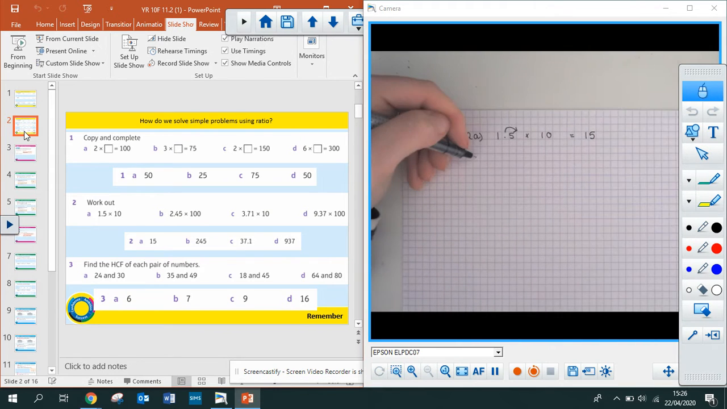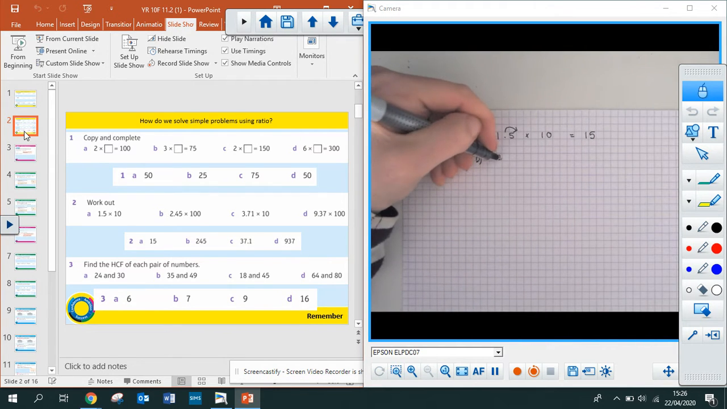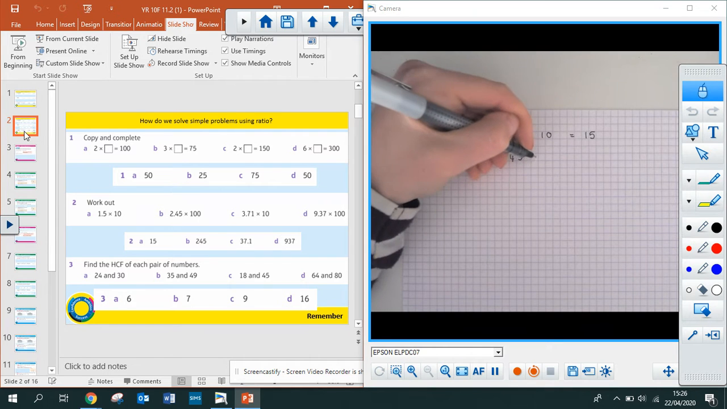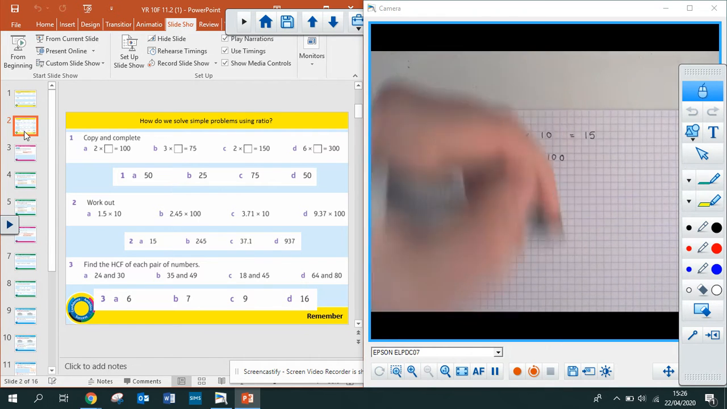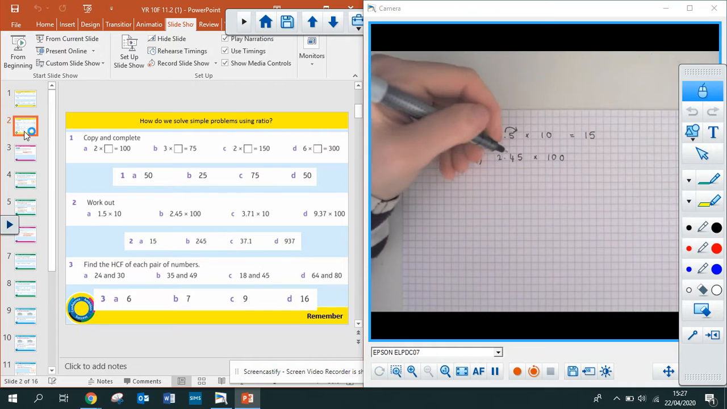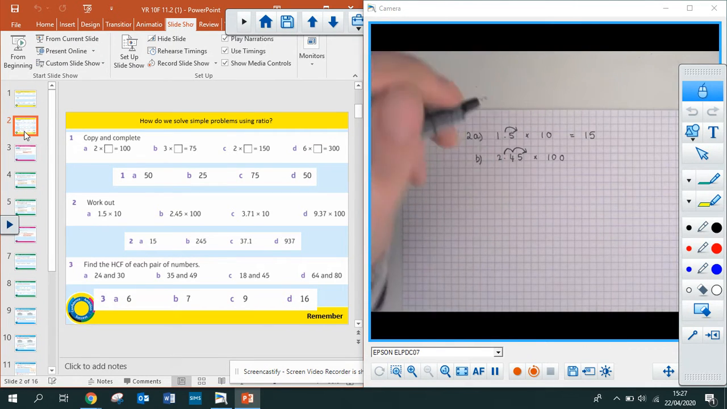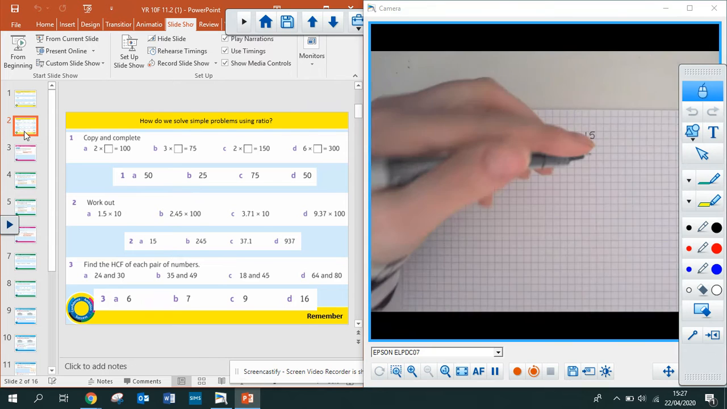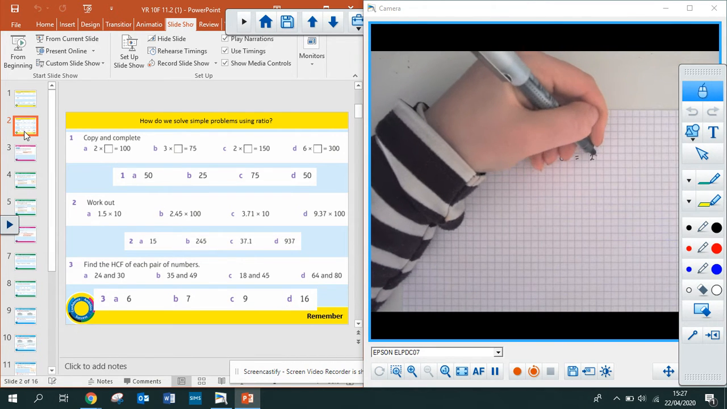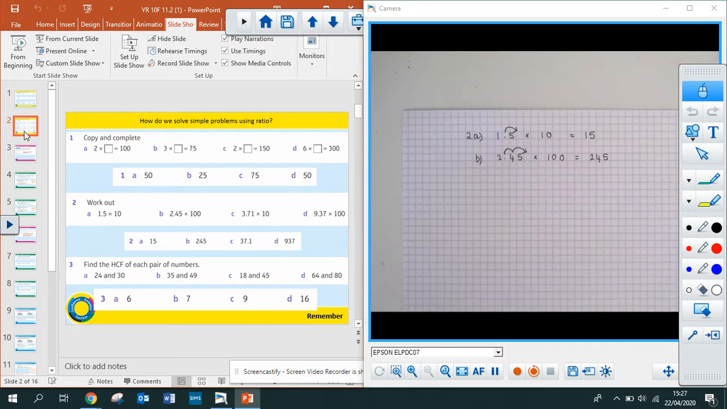For part B, you have 2.45 multiplied by 100. Okay, when you're multiplying by 100, you move your decimal point 2 places to the right because it's getting 100 times bigger. So your answer to this part should be 245, okay? Please make sure you remember that. And likewise, when you divide, it's going to go in the other direction. It's going to go to the left because your number's getting smaller.